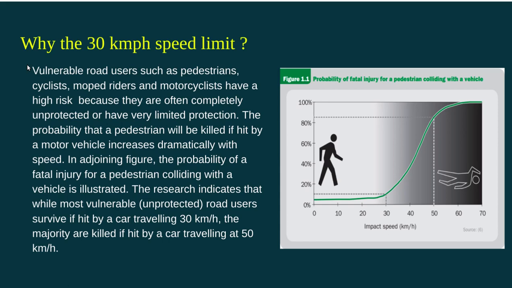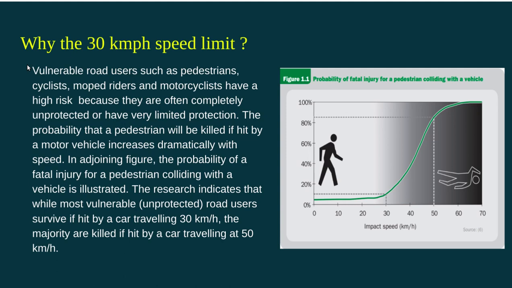So, why did WHO come up with a 30 kmph speed limit? Vulnerable road users such as pedestrians, cyclists, moped riders and motorcyclists have a high risk because they are often completely unprotected or have very limited protection. The probability that a pedestrian will be killed if hit by a motor vehicle increases dramatically with speed. We have seen this before.